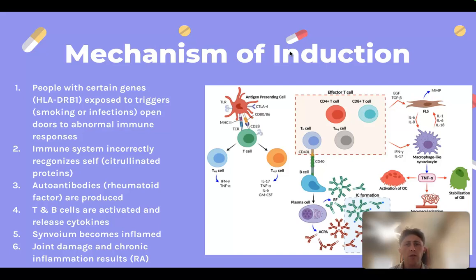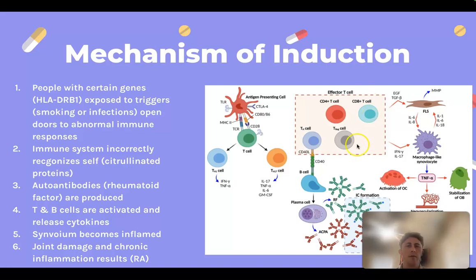Certain environmental triggers or sex triggers can cause an abnormal immune response due to these genes. This abnormal immune response will usually stem from citrullinated proteins. The immune system will incorrectly recognize self during maturation as well as during post-translational modification. Those citrullinated proteins become anti-citrullinated proteins in the immune response, which then cause autoantibodies, which is an anti-citrullinated protein, so rheumatoid factor. Those are produced, which influence the activation of T and B cells to then recognize self as well, and release various cytokines that will then cause major inflammation and joint damage.